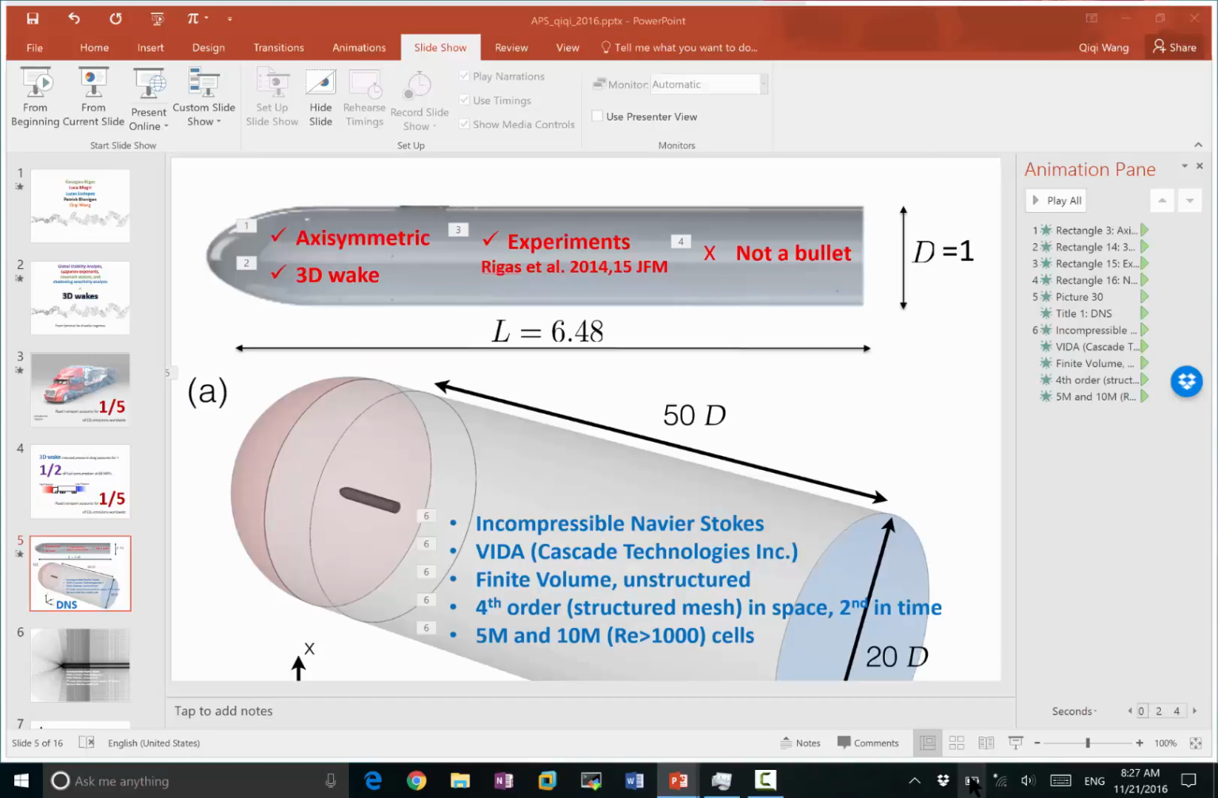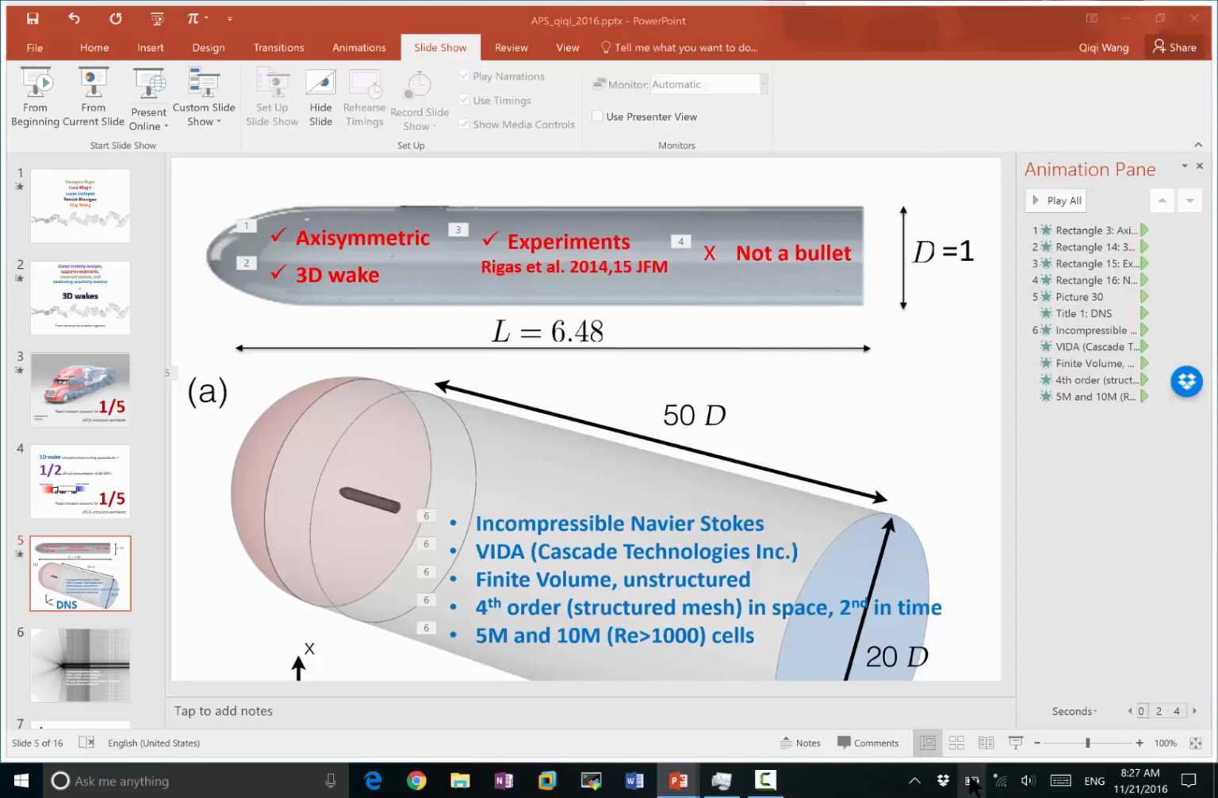The setup is an axisymmetric body like that. It is designed to be as aerodynamic as possible in the front part of the body, and it has massive separation at the back of the body. It creates 3D wakes at the back and has a good set of experimental results by George Rigas et al. published in JFM. It looks like a bullet, but this is not a bullet. It's supposed to be a model of a car or a truck.